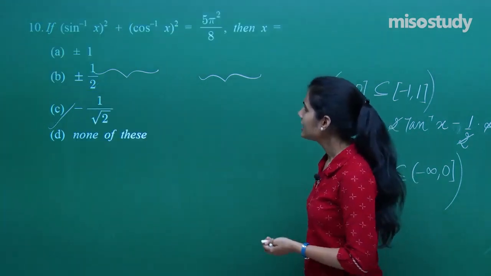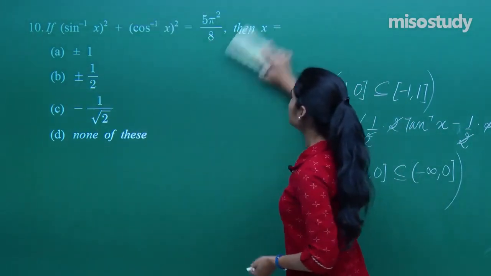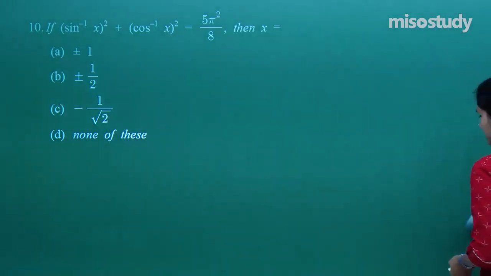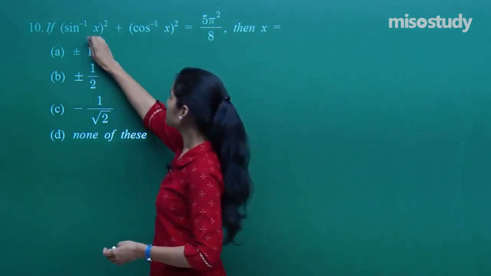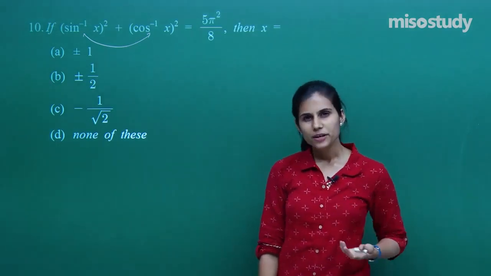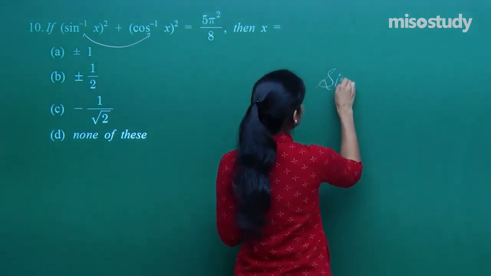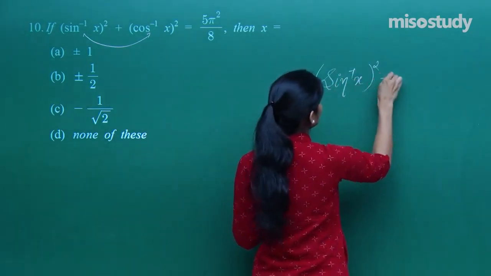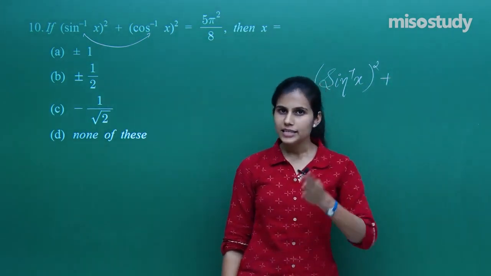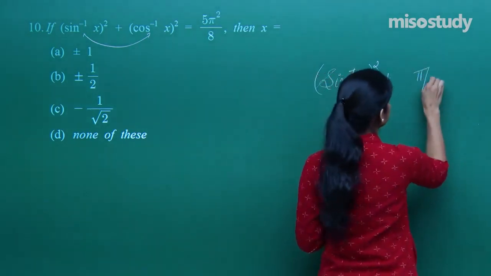Now the next question says that if sin inverse x whole square plus cos inverse x whole square is 5 pi square by 8, then x is equal to what? Let us see. Again over here, because sin inverse and cos inverse are being paired up together in the question, I am going to apply a formula which is going to connect both of them. How does that happen? Sin inverse x whole square. Now cos inverse x can be written as pi by 2 minus sin inverse x. Why? Because sin inverse x plus cos inverse x is pi by 2. So cos inverse x is pi by 2 minus sin inverse x.